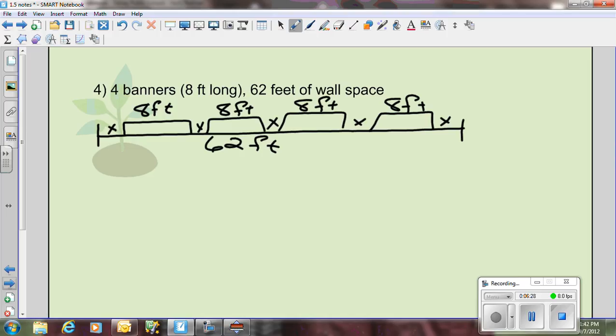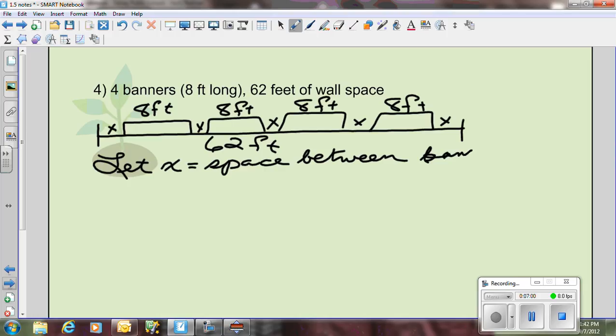Now, when I have a story problem, I've drawn my picture. What do I need to do next? Oops, I gotta get an X in there. Let X equal... How am I gonna define my X? Space between banners. And we're going to measure that in feet. It's always a good idea to know what your measurement units are.